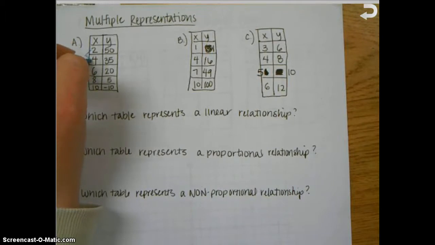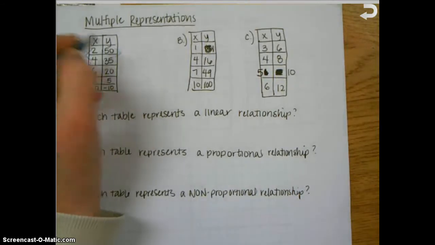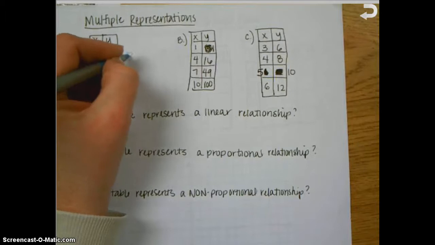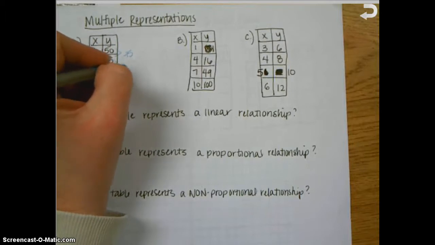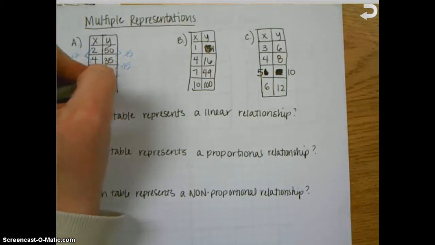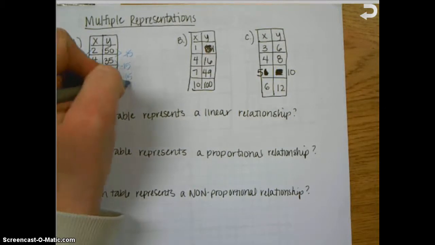How am I getting from 2 to 4? I'm adding 2. From 4 to 6, I'm adding 2. 6 to 8, adding 2. 8 to 10, adding 2. Now from 50 to 35, I'm subtracting 15. 35 to 20, subtracting 15. 20 to 5, subtracting 15. 5 to negative 10, subtracting 15.